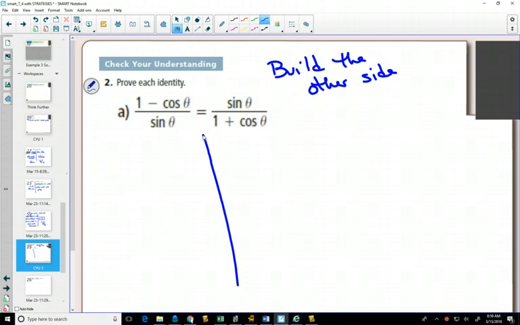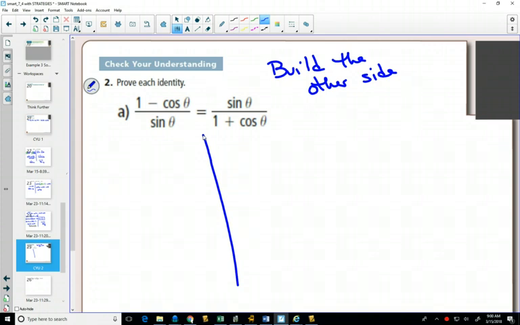So if we get to this point where we have both sides as a single fraction, we've changed to sine and cos, and they're not equal, the strategy of build the other side says, well, what could I do to at least make my denominators equal on both sides? So on the left side, I have sine theta in my denominator. On the right side, I have 1 plus cos theta in my denominator.